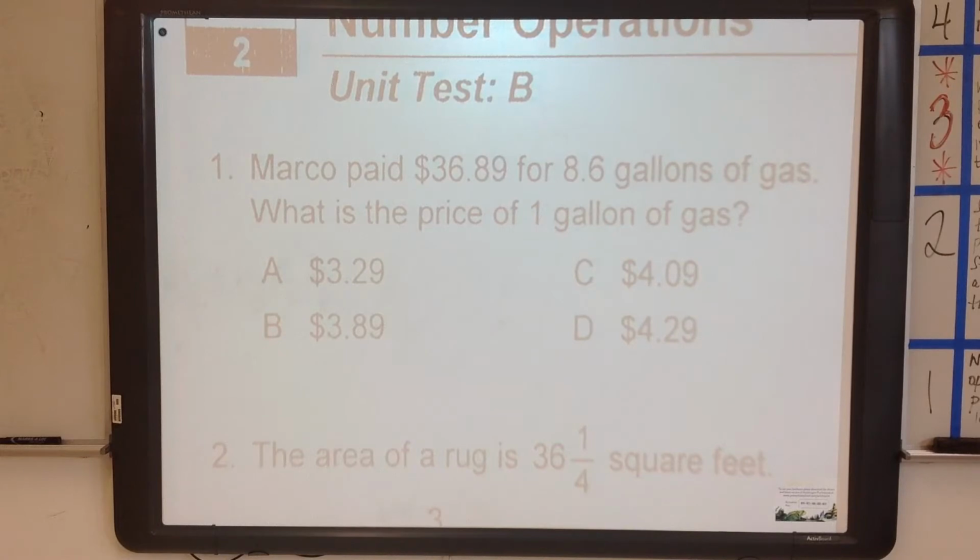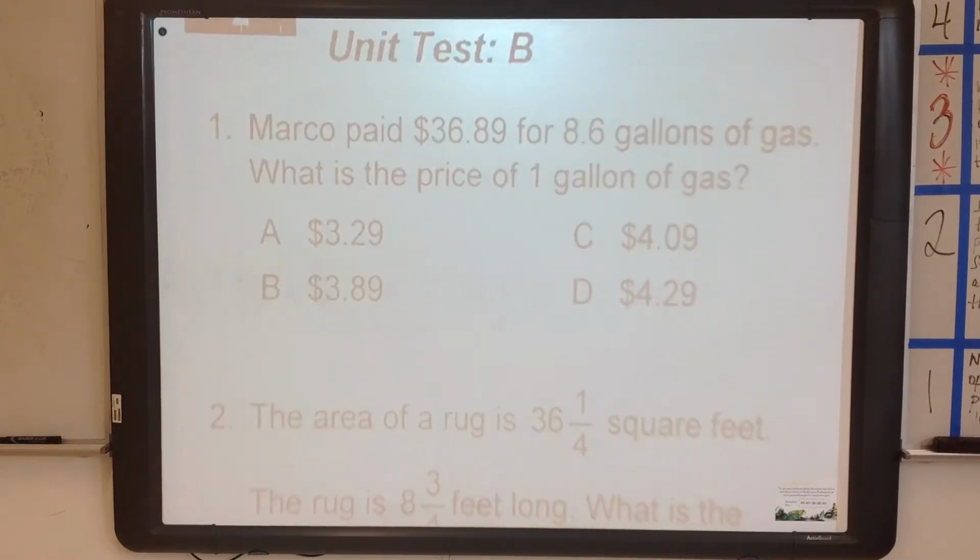Okay, let's look at number 1. Marco paid $36.89 for 8.6 gallons of gas. What is the price of 1 gallon of gas?